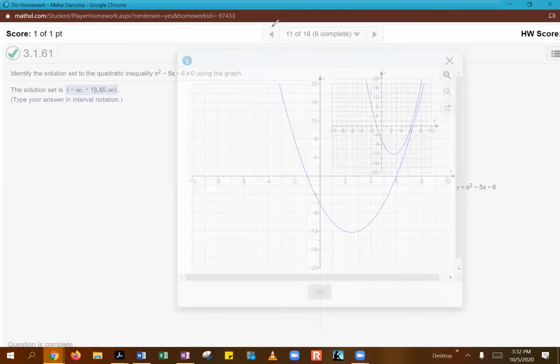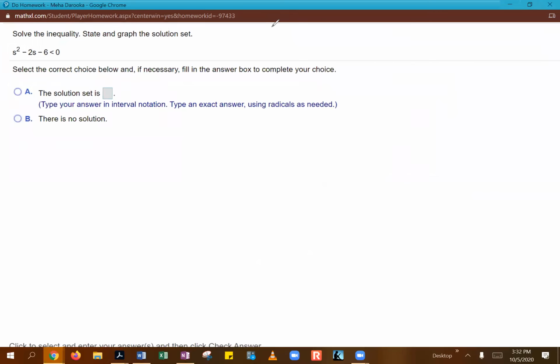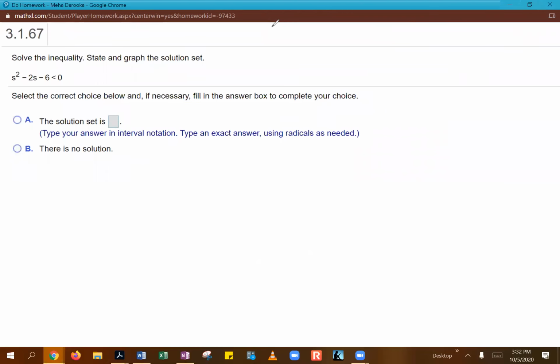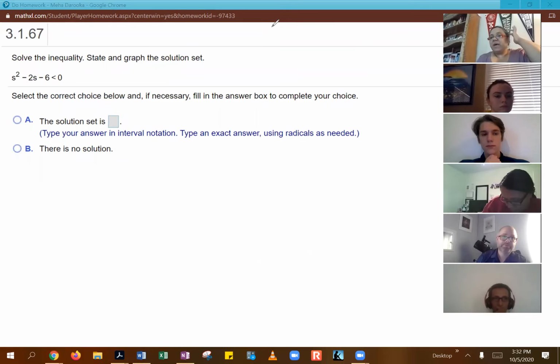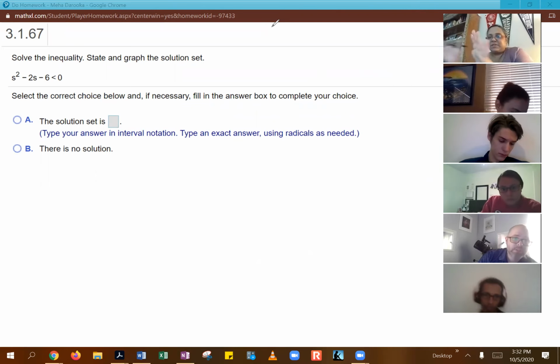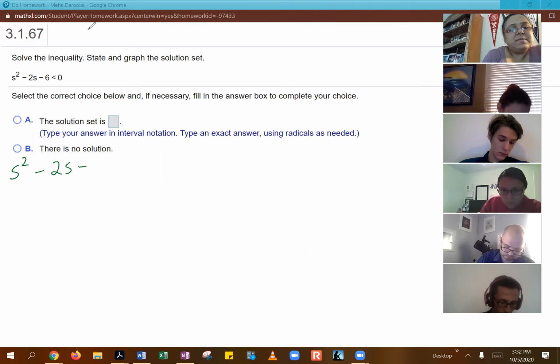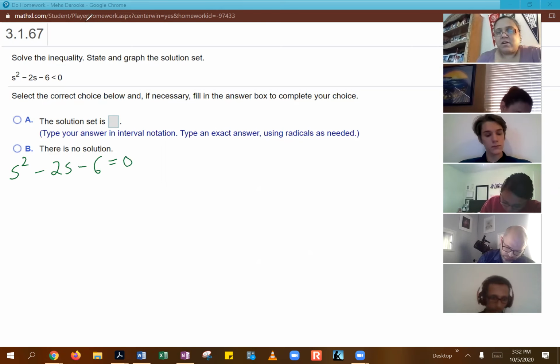So let's try and put that test point method to the test and see what we come up with. We've got this example over here, s squared minus 2s minus 6 is less than 0. As you can see, we've already got the polynomial on one side and 0 on the other side, so we don't have to rearrange it. So we can actually directly start by finding our roots, our solutions. I am just going to take the s squared minus 2s minus 6 and set it equal to 0 so that we can find our roots.